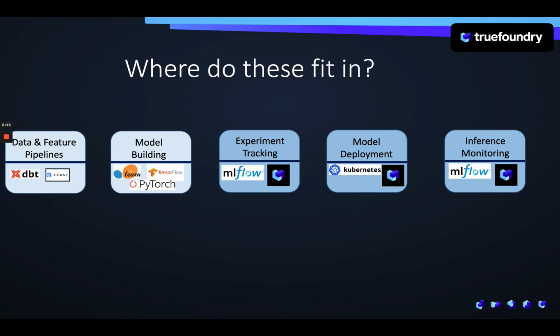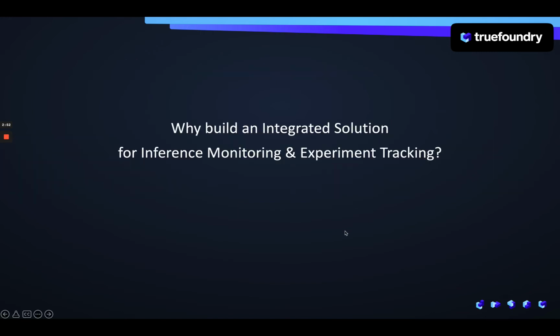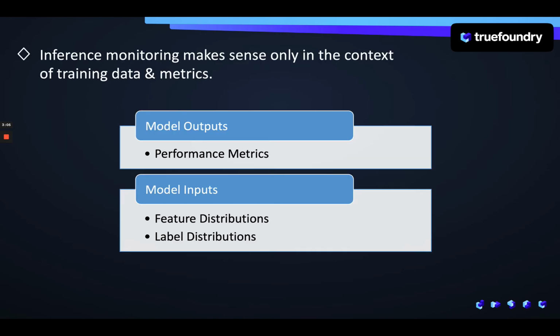So this is what the overall production MLOps stack looks like, a very simplified version of it, albeit. You may ask at this point that if experiment tracking and inference monitoring are two different parts of the MLOps stack, why do we want to build an integrated solution? And the answer to that question lies in our understanding of what is an inference monitoring system and what is an experiment tracking system that we discussed above. So let's start by seeing this.